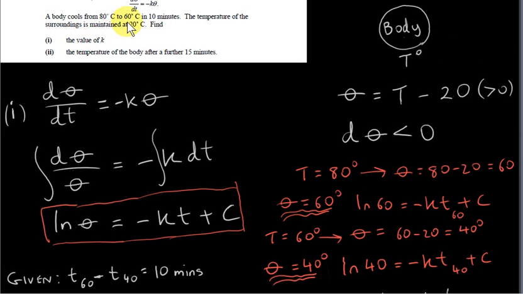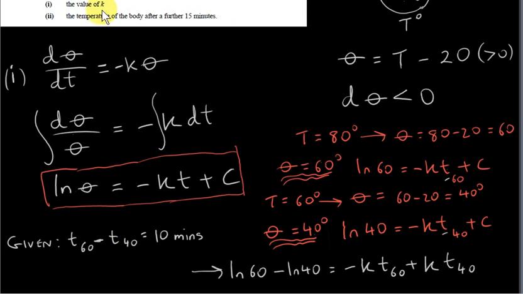Now we are given in the question that it takes 10 minutes for the body to cool from 80 to 60 degrees, or for theta to go from 60 to 40 degrees. That's 10 minutes. So the difference in these times, that is T60 minus T40, must equal 10 minutes. Remember, we want to get the value of k, so we can use these two equations, this one and this one, to find out what k is.